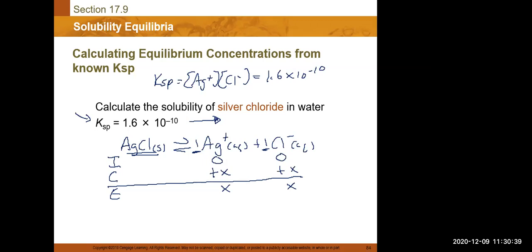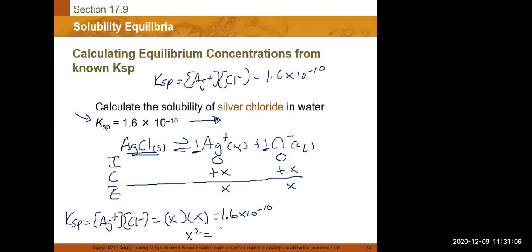In this particular case, we want to figure out actually what the solubility of silver chloride is in water. So we're going to now take our Ksp expression and put in our values that we got at equilibrium, which means that it would basically be X times X, and that's going to equal 1.6 times 10 to the minus 10. That means we have x squared is equal to 1.6 times 10 to the minus 10. We want to take the square root of that to figure it out.